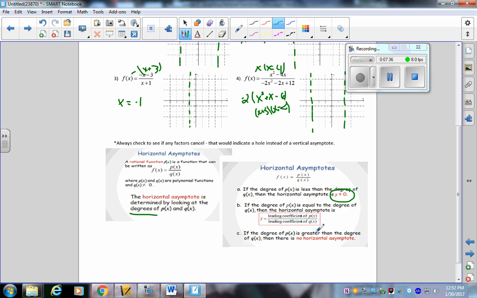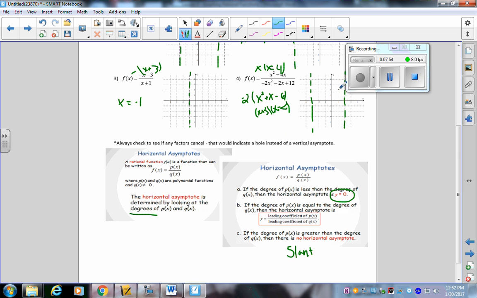If the degree is bigger in the numerator than in the denominator, so in part A the numerator was smaller, part C is if the numerator is bigger. We won't have a horizontal asymptote. We'll have what's called a slant asymptote, and we'll be looking at that in just a moment, in 2 pages or so, of what to do with a slant asymptote.